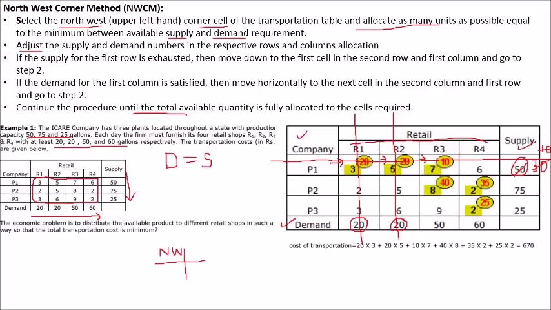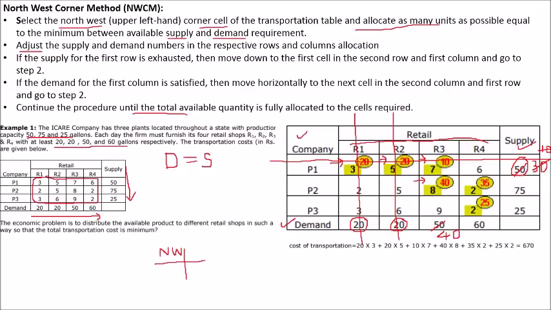So out of the remaining cells, this is the northwest cell. Here 10 we have already allocated, so the demand 10 is already solved. The balance demand is 40.